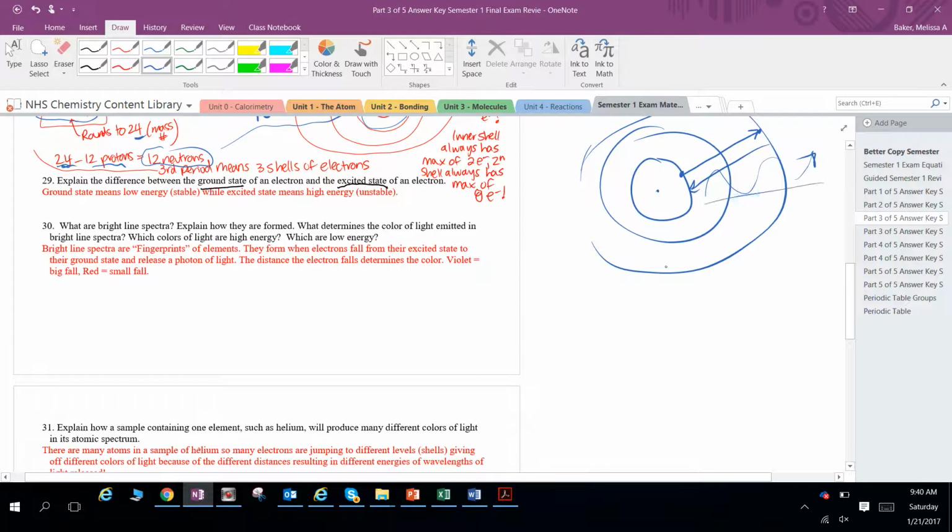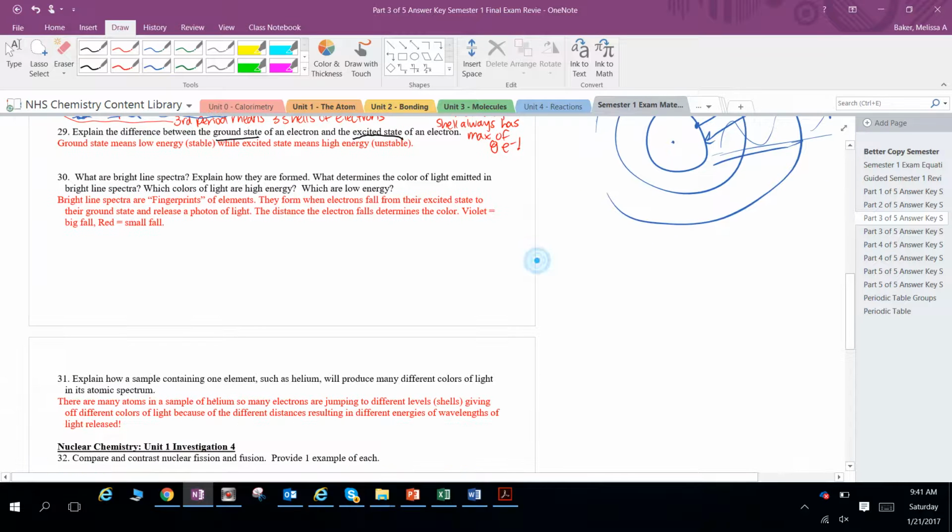So when they fall back down, they release a photon of light. They can also release things that we can't see, like infrared, ultraviolet, things like that. But a lot of times when we were doing things like the flame test, it's a lot more fun to use elements where we'll get to see some of the cool results of those jumping electrons.